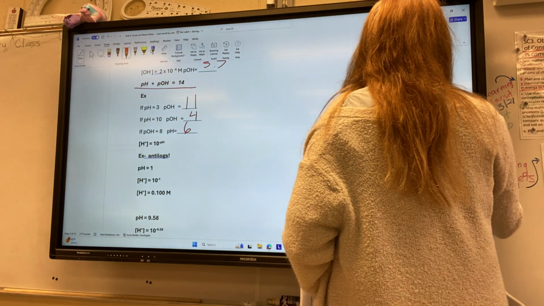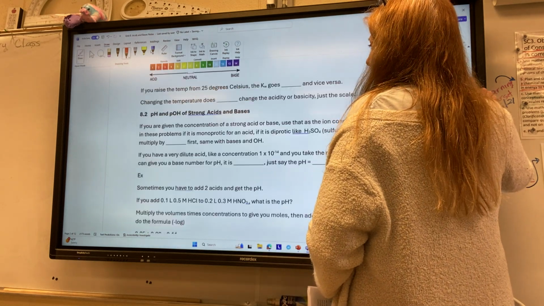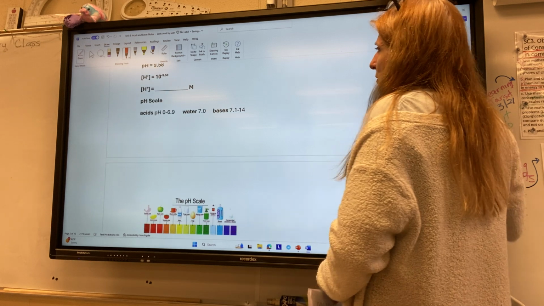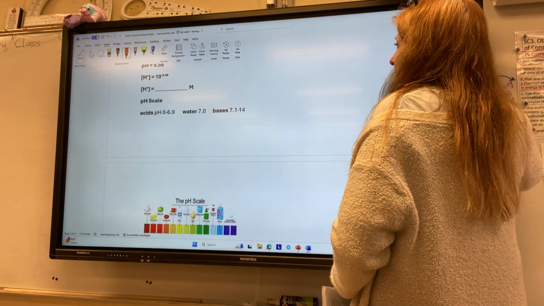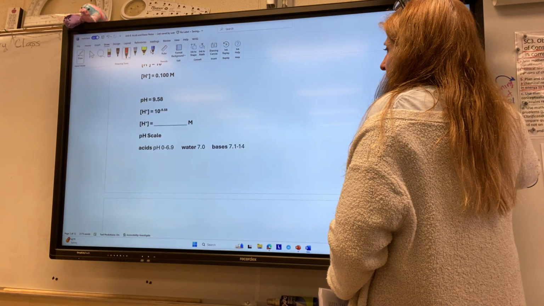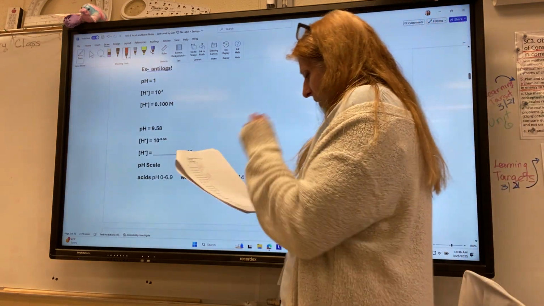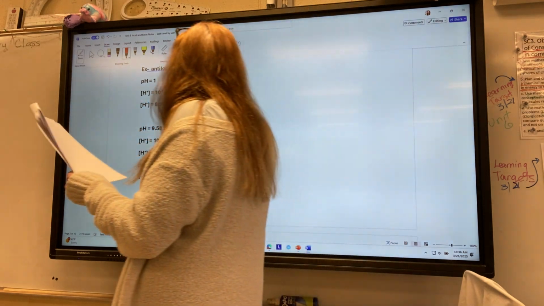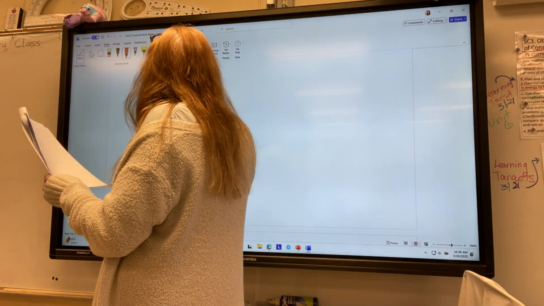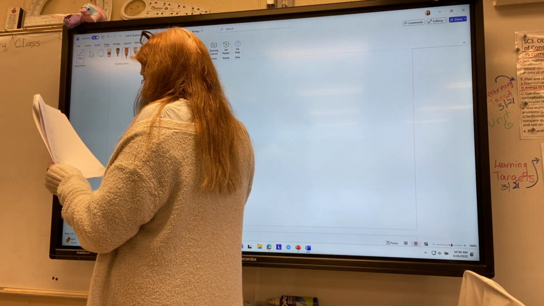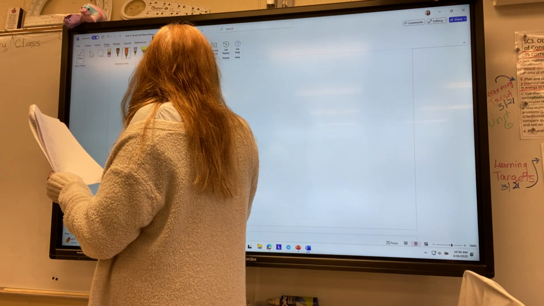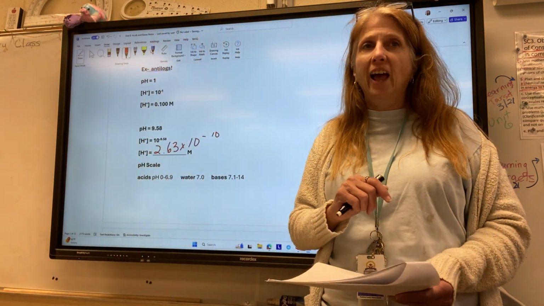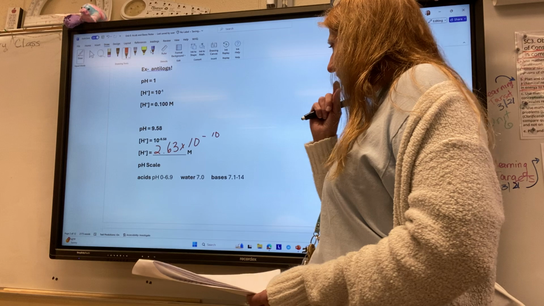So y'all try the next one. Take the antilog of the pH, which is 9.58, and see if you can get the concentration of hydrogen from it. I got 2.63 times 10 to the negative 10th. Did y'all get that on your calculator? Yay! This is a great skill to have.